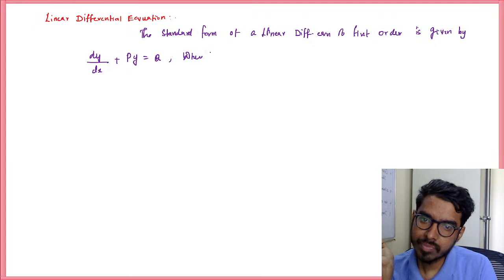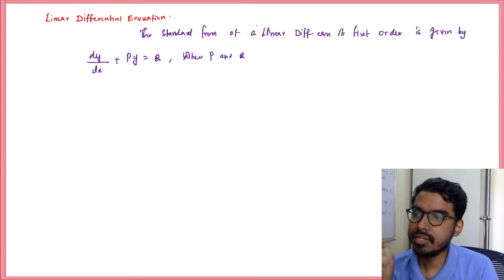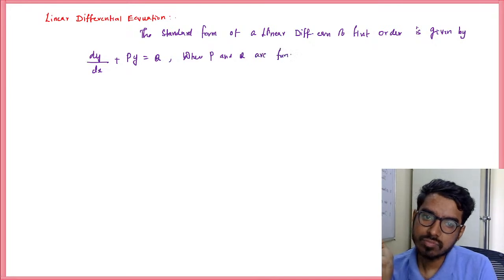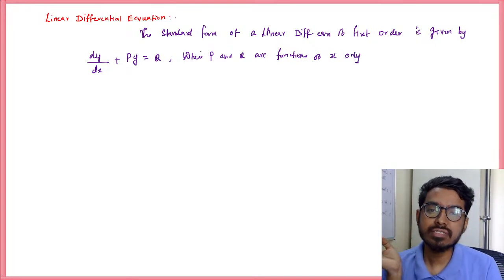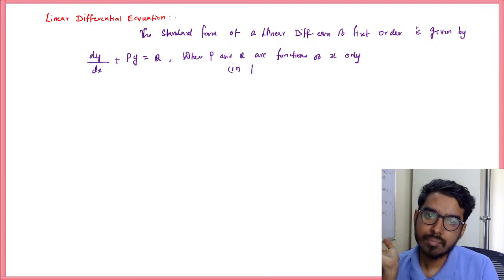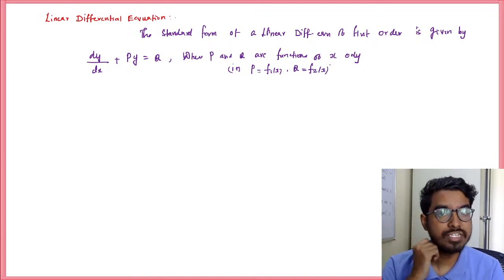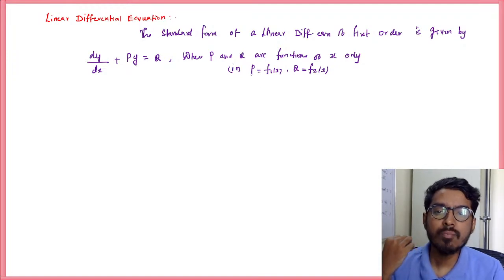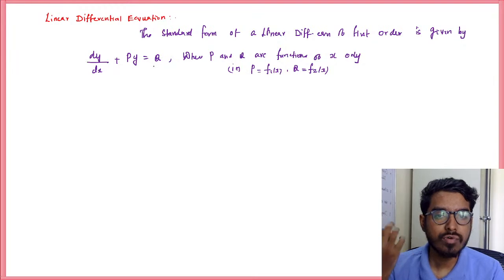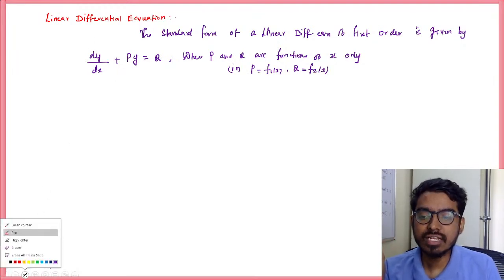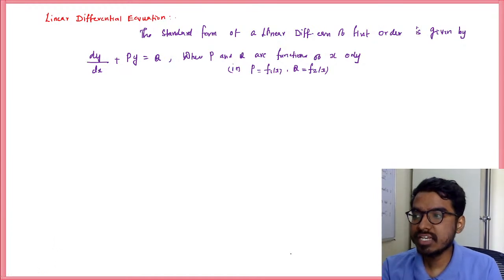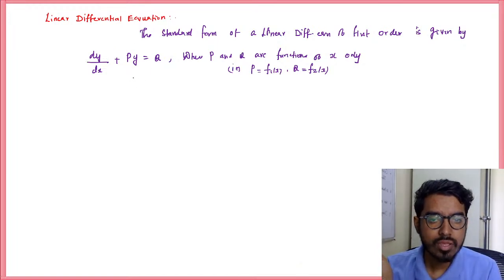Where this p and q are functions of x only. Very important. p is a function of x and q is also a function of x. Both are functions of x only. So whenever you have an equation of the form dy by dx plus py is equal to q, where p and q are functions of x, this is called a linear differential equation. This is the general form. Now we will define precisely what a linear differential equation is.